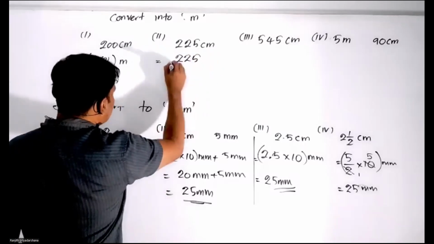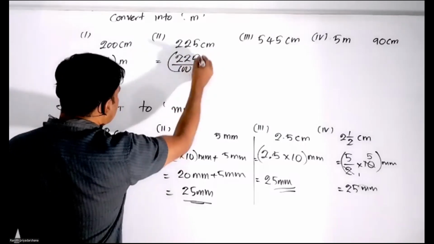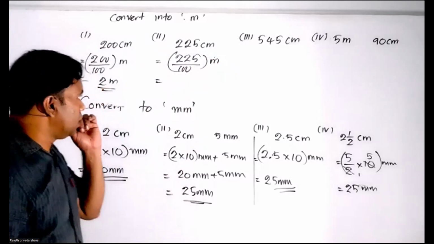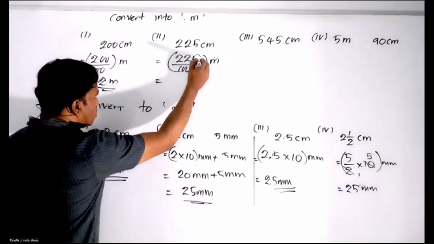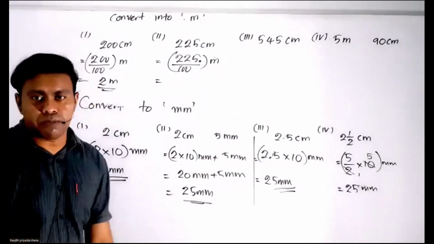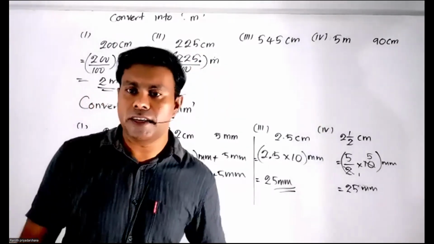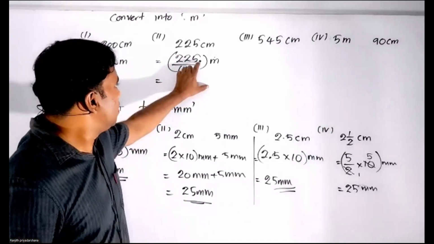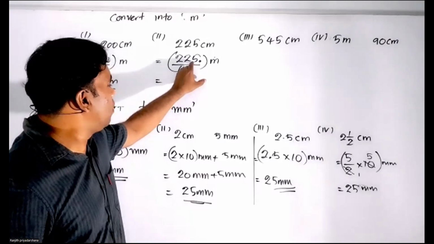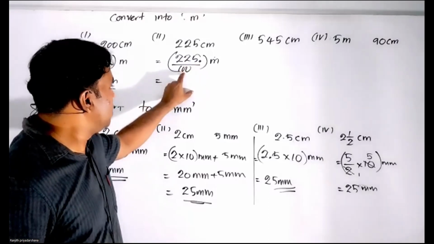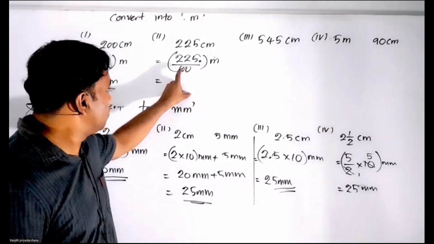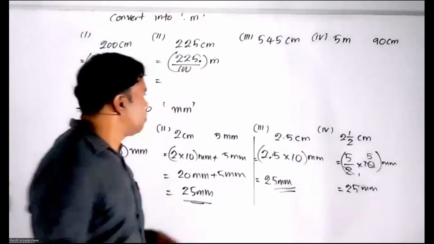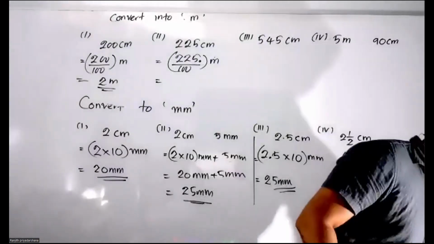Okay, here 225 centimeters divided by 100, that becomes meters. Usually the decimal point is here at the end of a number. When you divide that by 10, the decimal point shifts to the left side by 1 step. And when you divide that by 100, it's moved 2 steps. Or the long method of division can be followed.